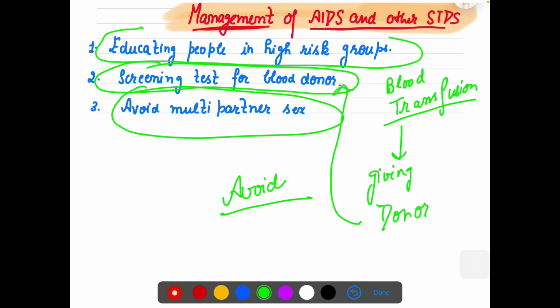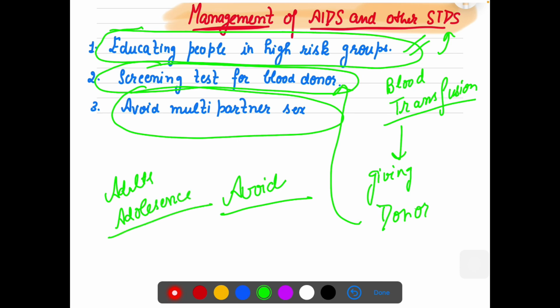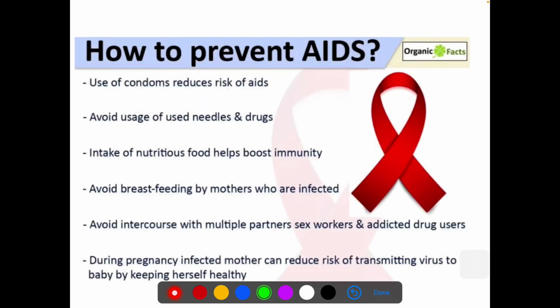Education. People should be properly educated about what the chances are, what the reasons are, how these sexually transmitted diseases can be spread. Especially the adults, or you can say the adolescent group, educating them with the proper knowledge is very very important. Screening tests for the donor groups and avoiding multi-partner sex are the main points for stopping the transmission of sexually transmitted diseases.